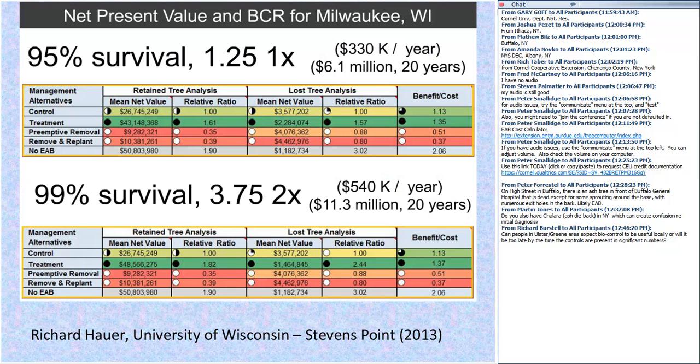Another study, by Richard Hauer, is really interesting. He's looking at different treatments in a complex model, but here it's the benefit-cost ratio. With treatment, you get $1.37, whereas with remove and replant, you're losing so much. Out of every dollar, you lose 73 cents.